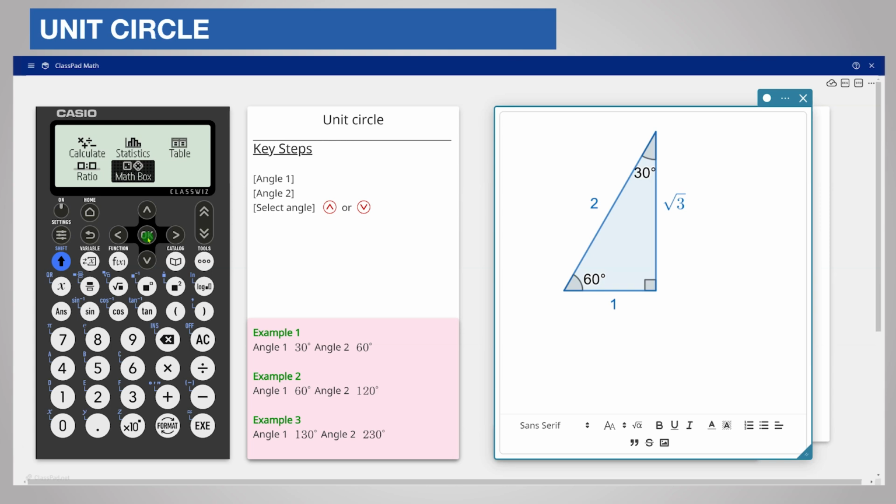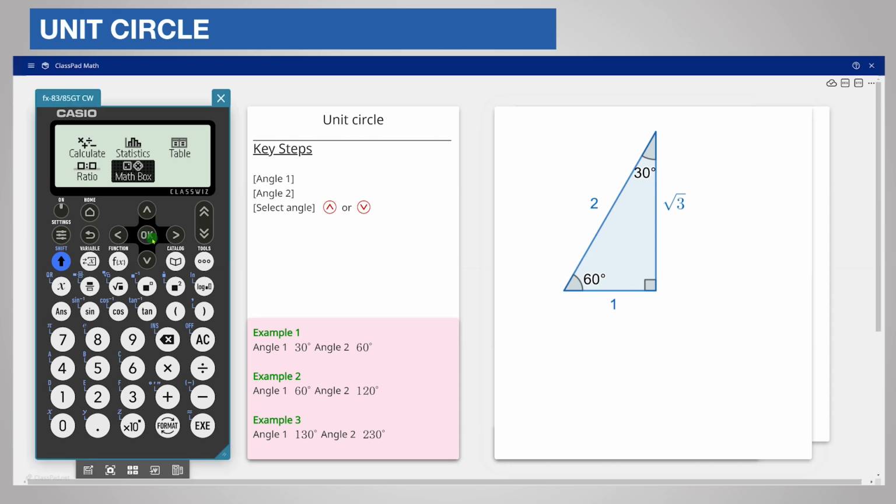From the home screen, choose MathBox and then Circle. You can compare the sine, cosine and tangent of two different angles. Make sure that your calculator is set to degrees as shown by the letter D here on the indicator bar at the top of the calculator. We will use the examples in the bottom middle of the screen here.